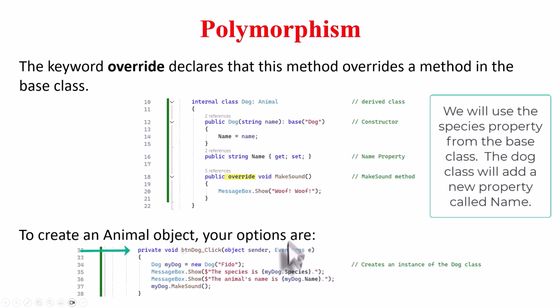Now down here, when we actually create a button for this dog, we create the new Dog Fido, passing Fido to the name property. The species is myDog.species. The message box shows the animal's name is myDog.name, and MakeSound is going to pop up here. So you can see in all cases, we are creating myDog based on the Dog class, the derived class, and then using that to do all the things it's actually going to do. So let's take a look at that in action.